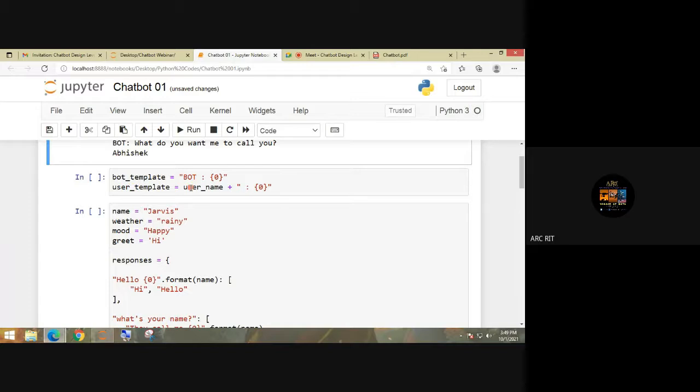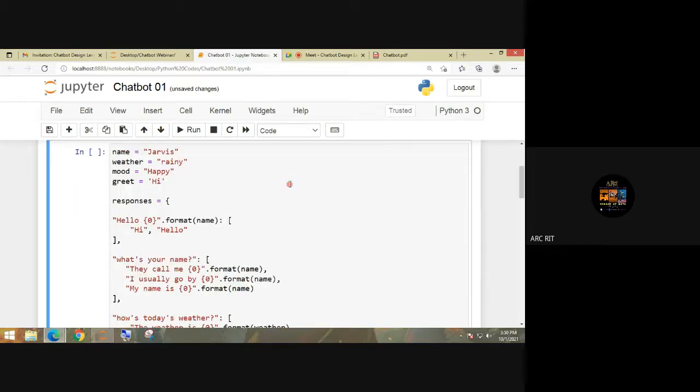Then I have created two templates. So the question and answer session will start and the bot will ask me something or respond to something. And the username, that is me, I'll also ask. So I'm using here a placeholder or formatter, you can say. The placeholder or formatter is an important thing. Again, that is basic Python string formatters you should know about. Let me run this also.